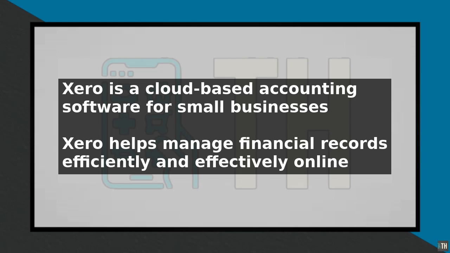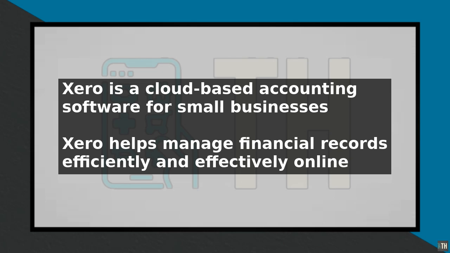To get started, you need to sign up for a Xero account and set up your company profile. This includes adding your company name, address, and other relevant details. Once you have set up your company profile, you can start adding your bank accounts and credit cards to Xero. This will allow you to track your income and expenses and reconcile your accounts.